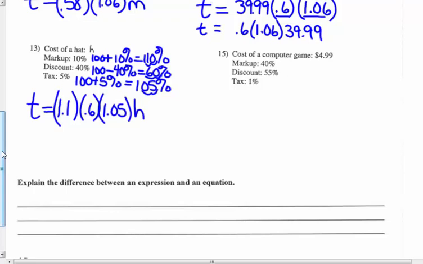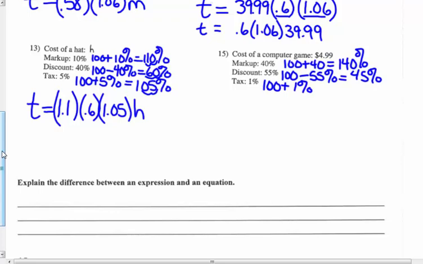Cost of a computer game, $4.99. It's marked up by 40%, discounted by 55%, and taxed by 1%. So 100 plus my 40 gives me 140%. My discount is 55% off, so I'm going to pay 45%. And it's taxed by only 1%. That's nice. So 100 plus that 1%. I'm only going to pay 1 penny more for every dollar, 101%.